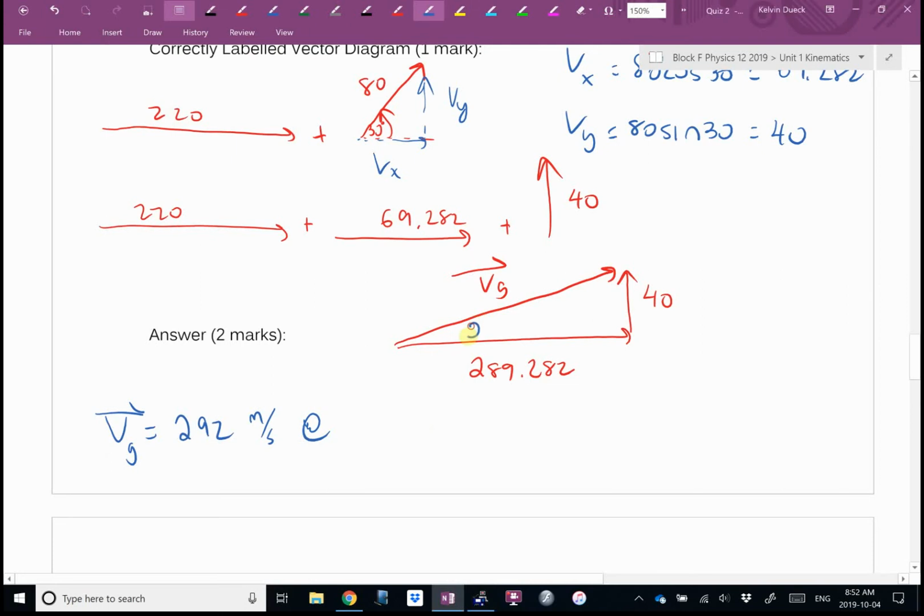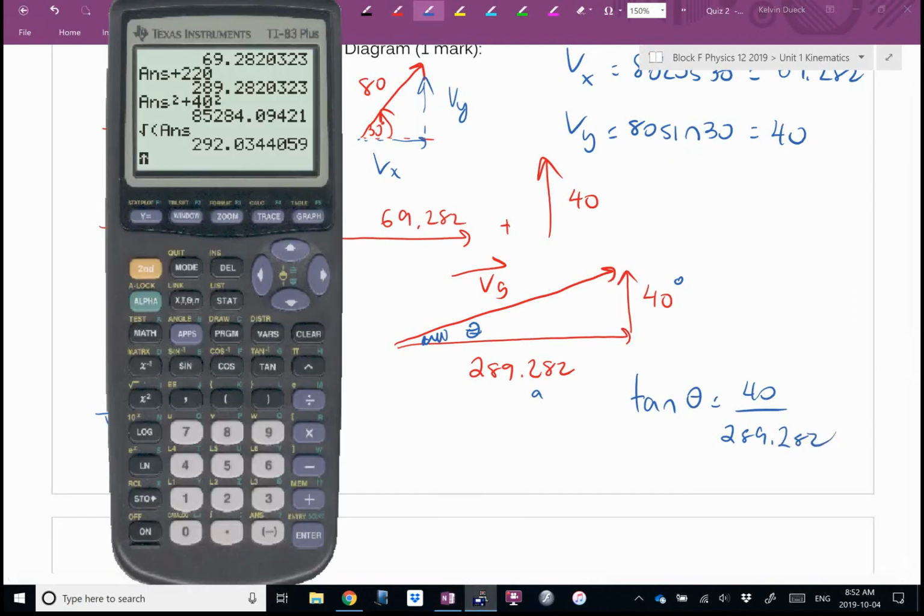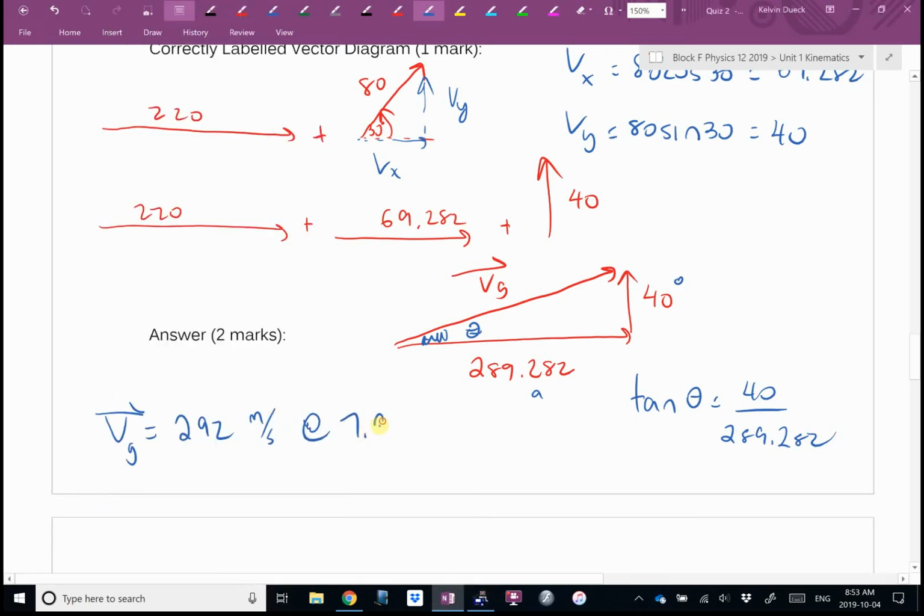Theta is going to go right here. Opposite, adjacent. Tan theta equals 40 over 289.282. Should be a pretty small angle. You get 7.9 degrees. North of south, east of west, what of what? North of east.